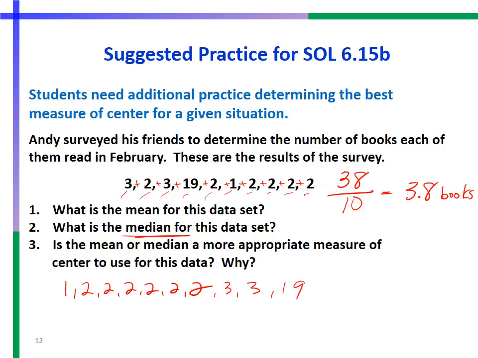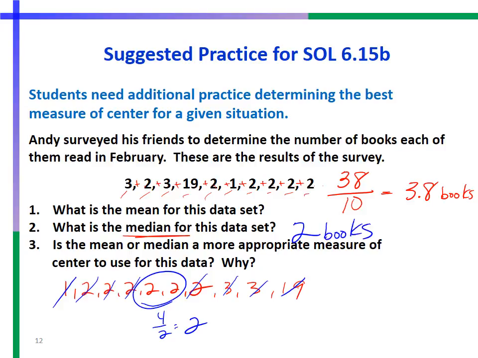To find the median, I'm going to cross out the smallest number and the biggest number. Smallest number and the biggest number. I'm going to keep doing that until I get to the middle and I have 2 numbers left over. All I do is add these 2 together. 2 plus 2 gives me 4. And I divide it by 2 to give me the median of our data set, which is 2 books.